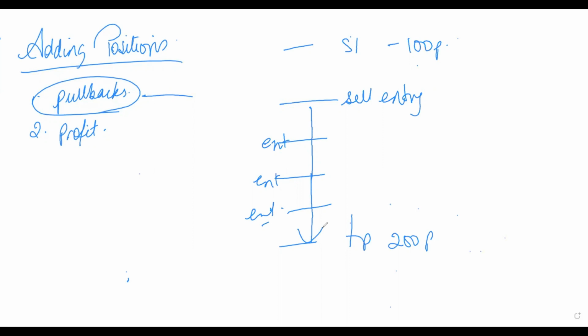This is very straightforward. There are multiple ways to do this. You can add entries based off of a pip value. So you can say, okay, when price moves every 10 pips, I'm going to add an entry. Or you can have zones like support or resistance areas. So you say, okay, this is the support area. Once price breaks this support, I'm going to add another entry. So there are different ways for you to enter these trades when it comes to adding on the entries.